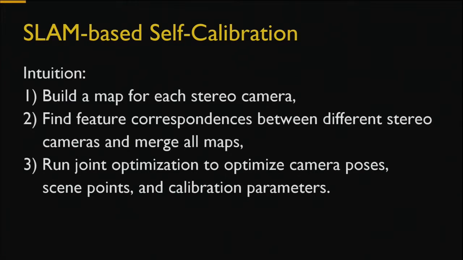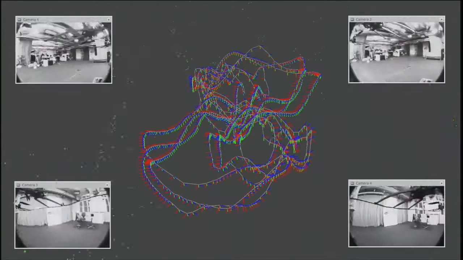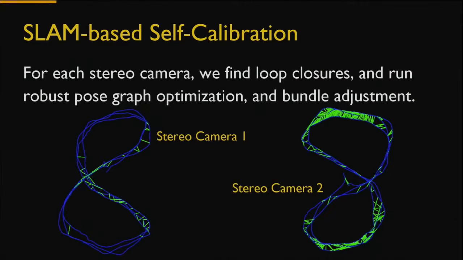So now the idea behind self-calibration is that we build a map for each IMU camera. We find feature correspondence between the different IMU cameras, and then we want joint optimization to optimize all the parameters. So now we show the visual odometry for each camera, and then after that we look for loop closure. We want pose graph optimization and bundle adjustment to get the map for each IMU camera.